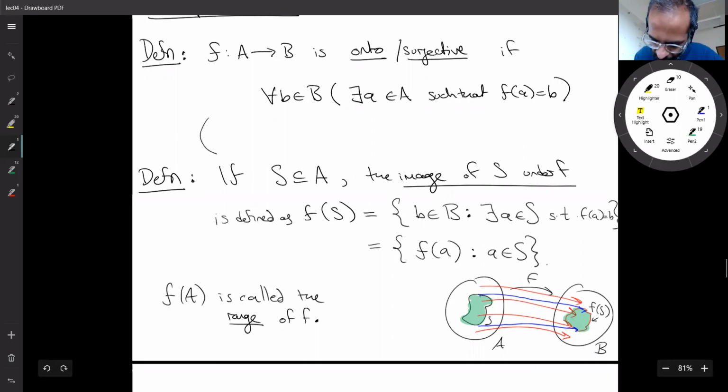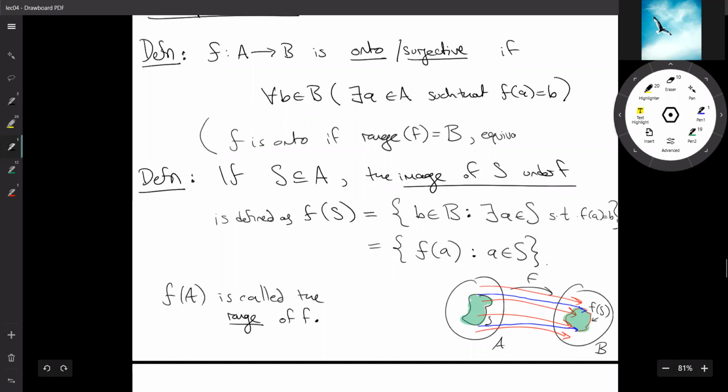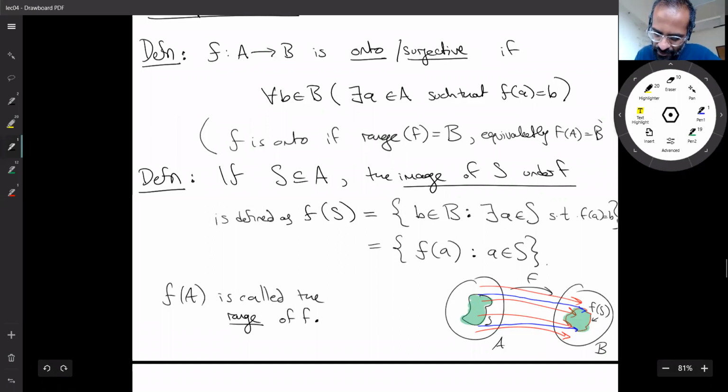So in this terminology that I've just introduced, F is onto if the range of F equals B, or equivalently, if the image of A equals B.